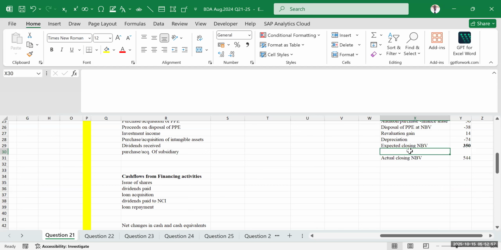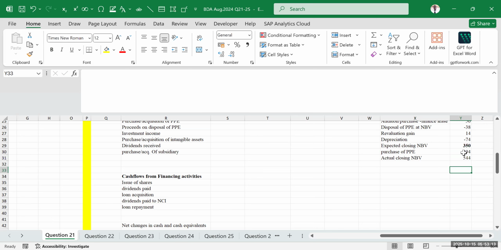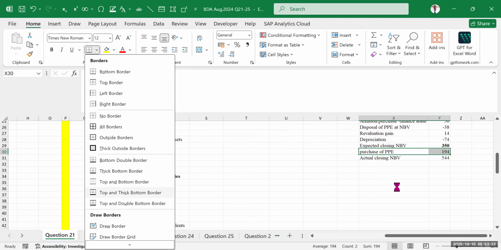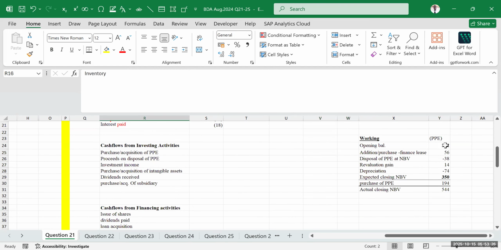So this one, the difference is likely to be purchase. There must have been some purchase of PPE, and the purchase amount would be the actual closing that we have compared with what we expected to be. So this 194 is the amount of purchase of PPE that must have happened during the year. I hope, members, you're understanding the adjustment. We just followed the same logic. Opening, adjustments, compare with closing.